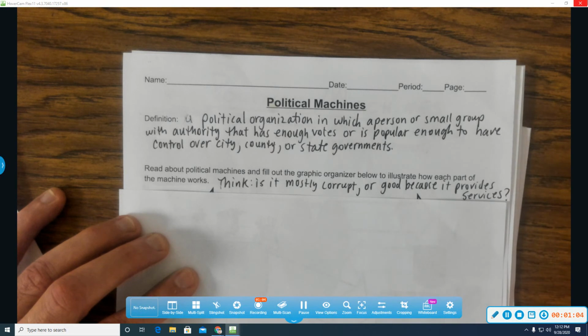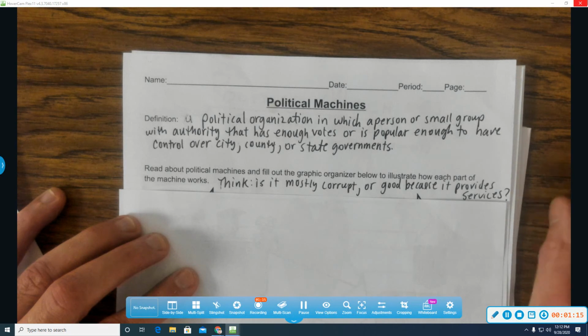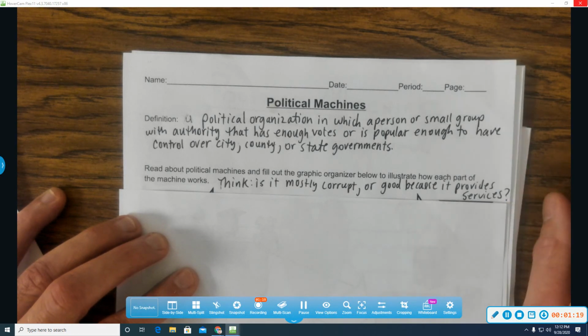I mean, is it corrupt because they're basically stealing the popular sovereignty from new immigrants and doing kickbacks and bribes? But they also provide services such as helping people find a home, helping new immigrants find a job. But of course, these immigrants had to vote for who they told them to, and that's wrong. And also give up part of their paycheck, which is wrong.